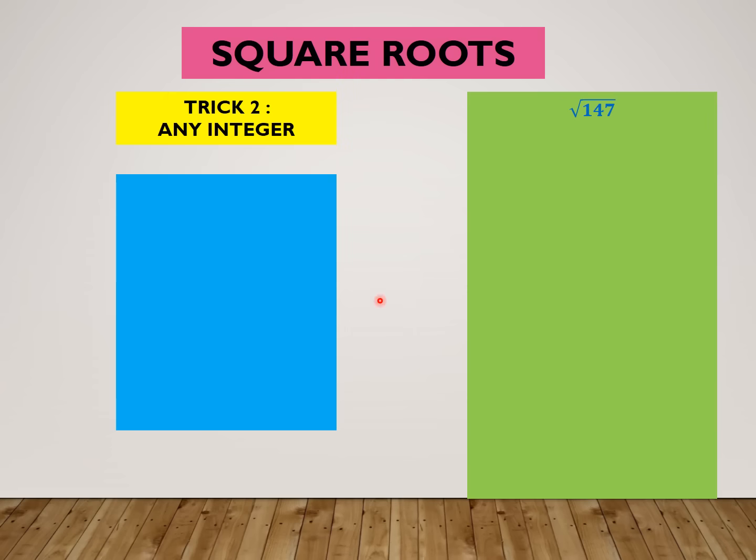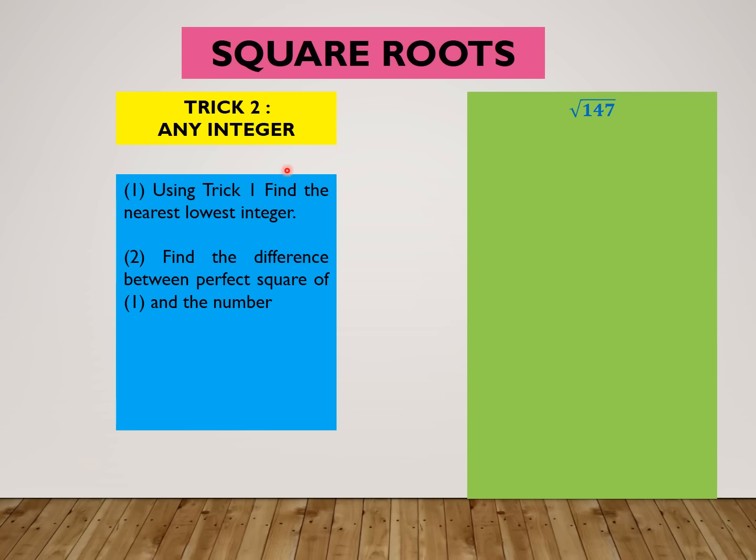Now we will compute the square root of any integer. For example, if we have to compute the square root of 147, we can say that since the unit digit is 7, it is not a perfect square. So how can we compute the square root of 147? The trick is as follows. At first, using trick 1, find the nearest lowest integer. Since we know that the square of 12 is 144, the nearest lowest integer is 12. So the answer of our first step is 12.